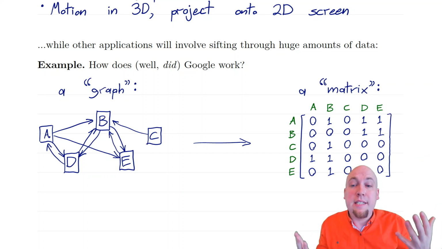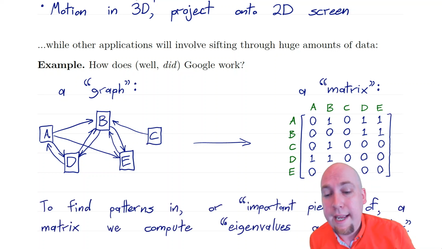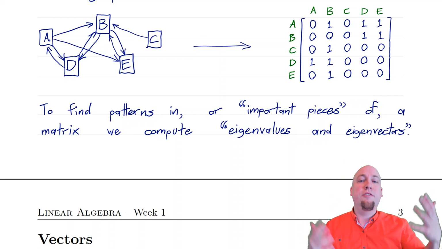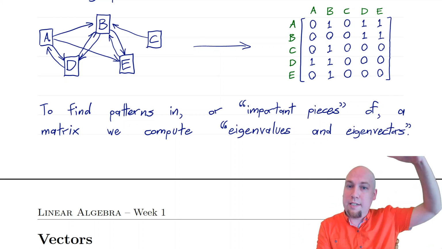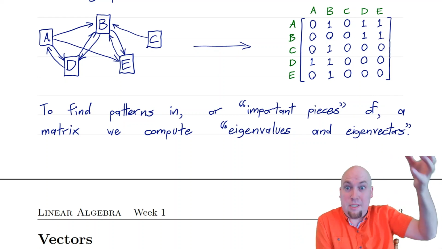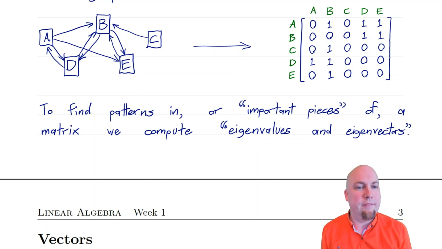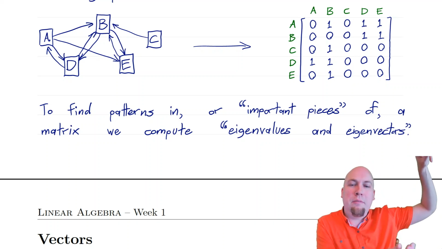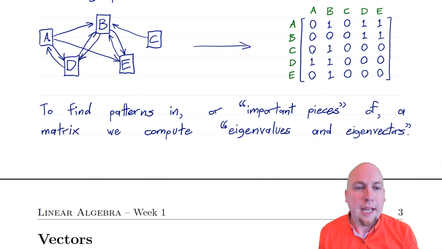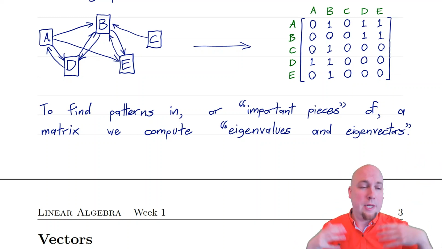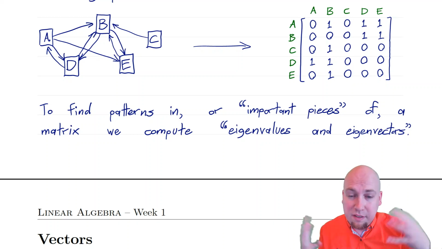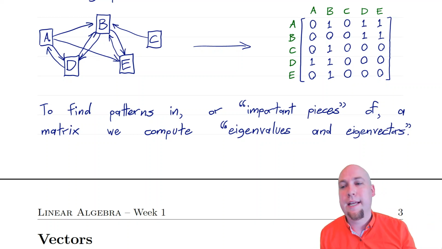Okay, and the answer is linear algebra. This is something called an eigenvalue problem. Okay, to solve this problem and rank the pages according to importance, taking importance into account in the links here, you use something called eigenvalues and eigenvectors. Those isolate what the important pieces of a matrix are. And we'll talk about this at the end of the course. We'll talk about how to compute eigenvalues and eigenvectors and all of the neat things that you can do with them at the end of the course.